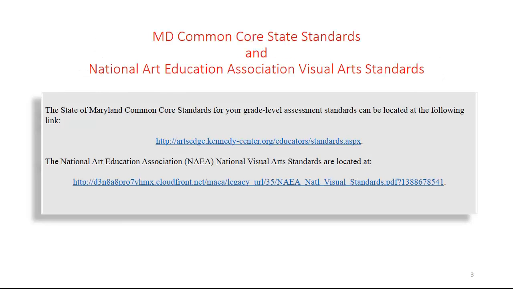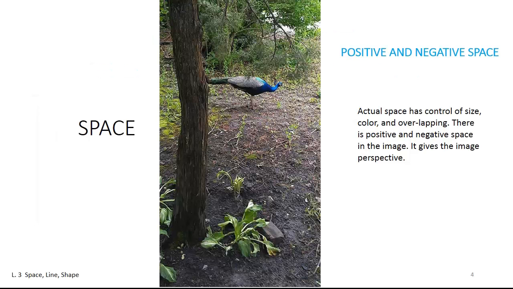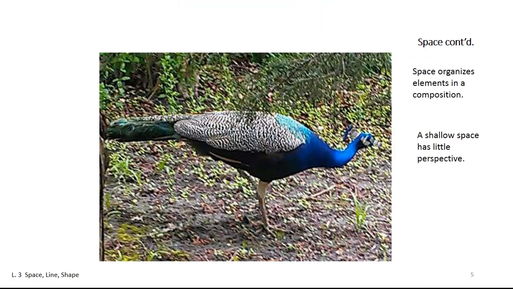Space organizes elements in a composition. Actual space has control of size, color, and overlapping. There is negative and positive space in this image of a peacock who used to be the town mascot. The space in front of the peacock gives the image perspective. The space in the artwork organizes the elements in a composition. A shallow space has little perspective.